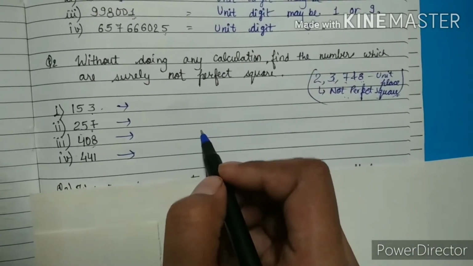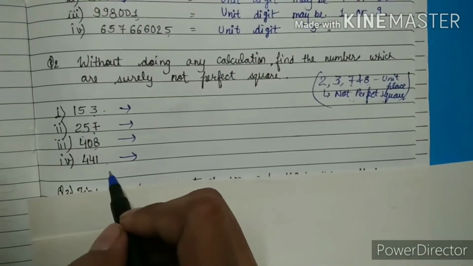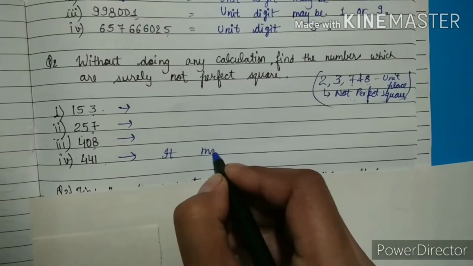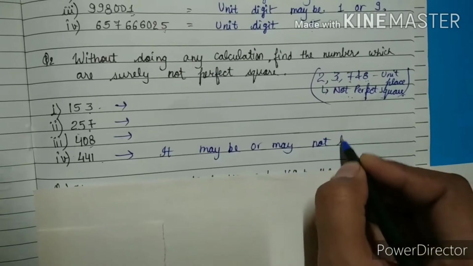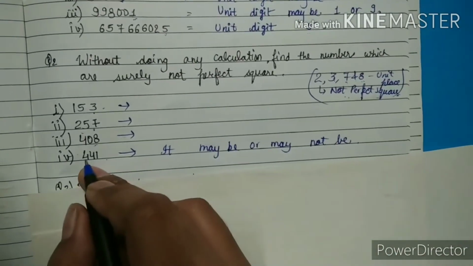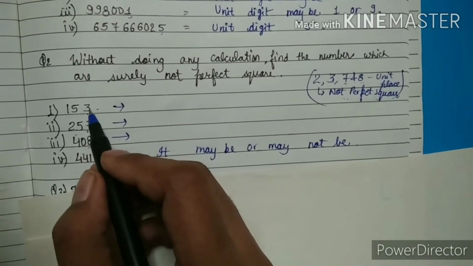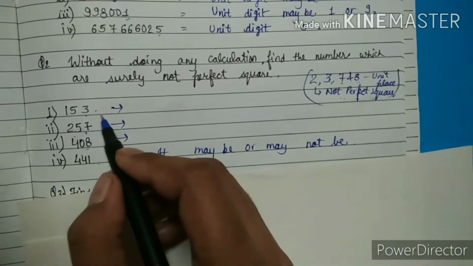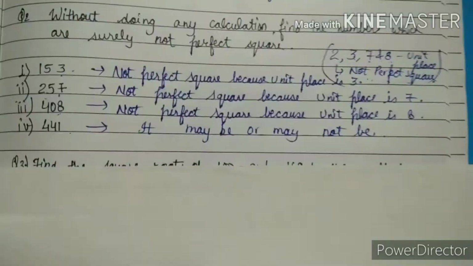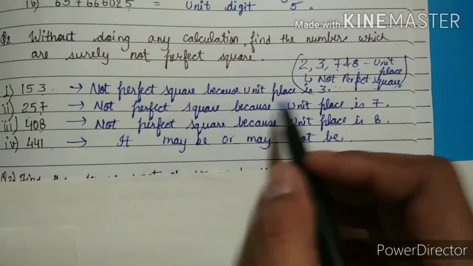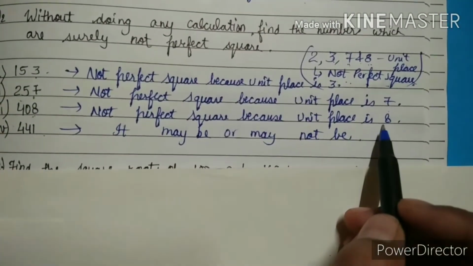Here we have 441, so it may or may not be. Why are we writing here maybe or may not be? Because we have to check it. But for the others we can directly write the answer. Their unit places are 3, 7, 8, that's why they are not perfect squares. So the reason for not being a perfect square is that the unit place is 3, here the unit place is 7, and here the unit place is 8.